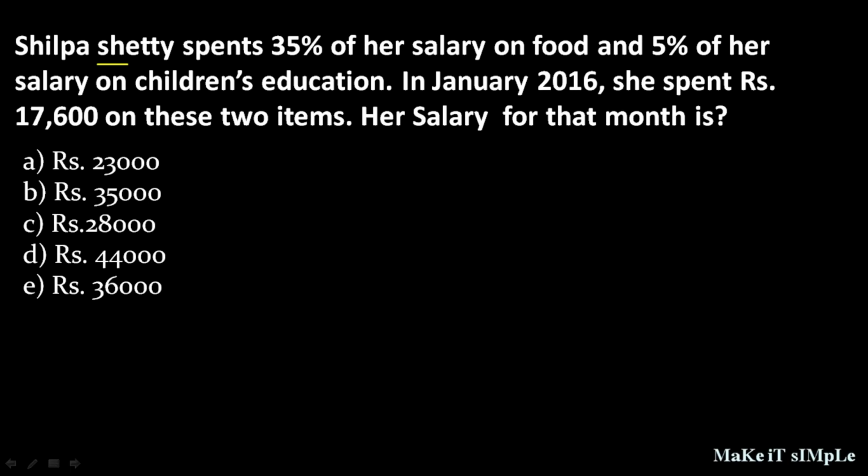First, we have to assume the salary of Shilpa is 100, and she spent 35% on food, and from the salary only she's again spending 5% on education. There is no word of remaining, so we have to assume the salary is 100. From the 100 as a value, she's spending 35 on food and 5 on education. The actual value they have given is 17,600. This 17,600 is nothing but 35 plus 5, that is 40.